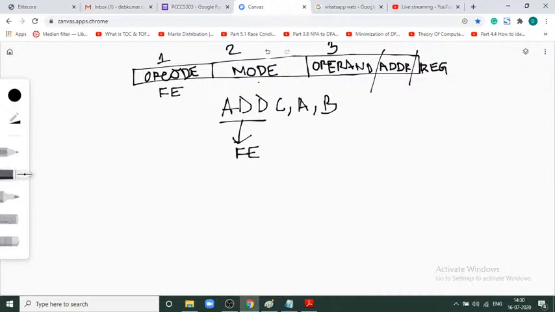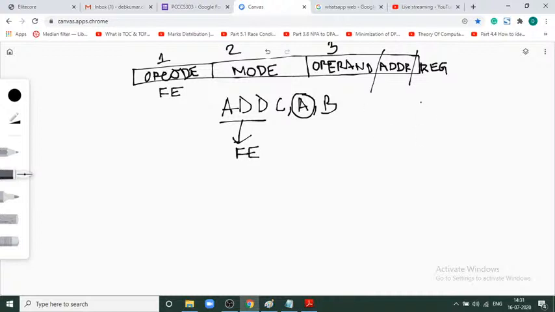Next, I keep the mode field empty for now. Currently I am leaving the mode field empty. Let us first finish the operand field. Your first operand, which is required for addition, is stored in the A register. So the A register must have an address.